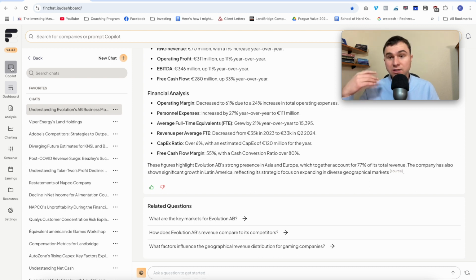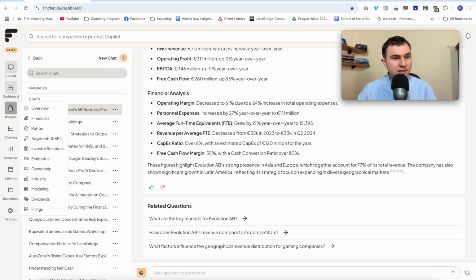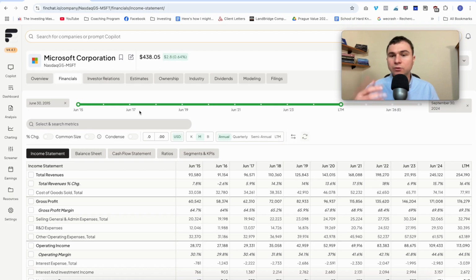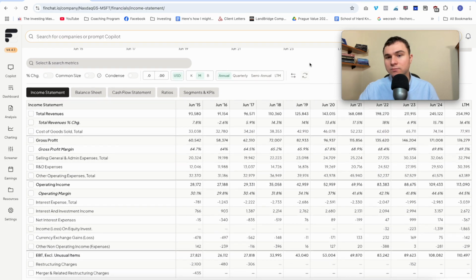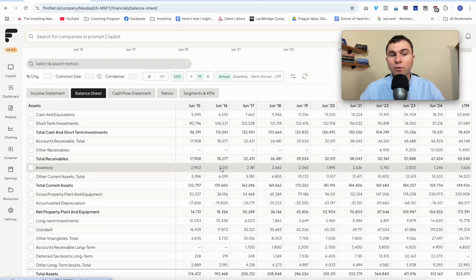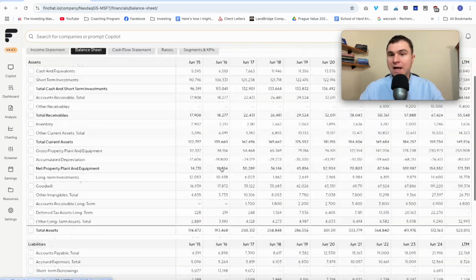Just this part is worth way more than ChatGPT. You have analysis here. You can check the financials of companies. We talked about Evolution, but I don't know why Microsoft is the default mode. For Microsoft, this is a normal financial company. Income statement here with the growth, the margins for the past 10 years, for example, the balance sheet with all the items, all the metrics, assets, liabilities.